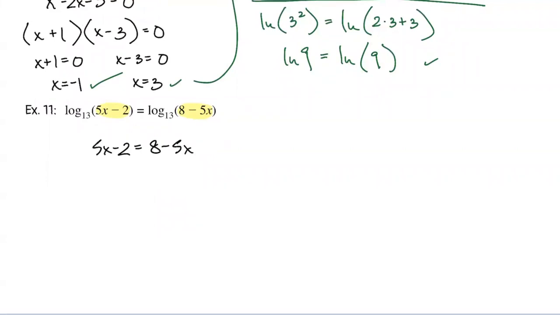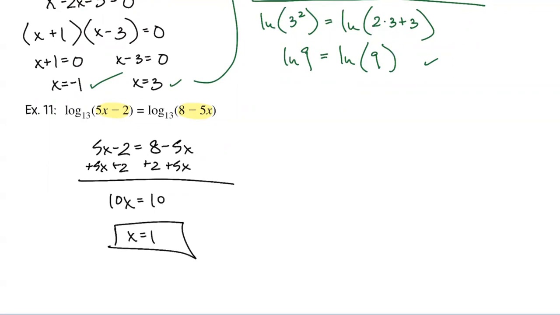Plus 5x from the right side, and then plus 2 on the left side. Nice. All right, we get 10x equals 10. We get x equals 1. And let's plug that back in to check and make sure it works before we move on.